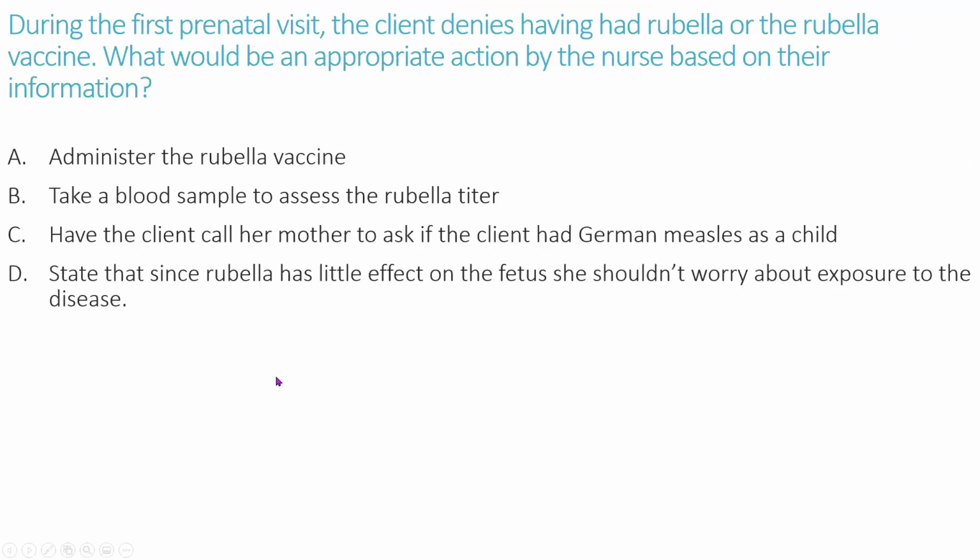During our first prenatal visit, the client indicates having had rubella or the rubella vaccine. She hasn't had either. Which would be the appropriate action by the nurse based on this information? And with rubella, guys, we're not going to be giving this during labor because this is a live vaccine, remember? So yes, this would be B. Taking a blood sample to assess the rubella titer.